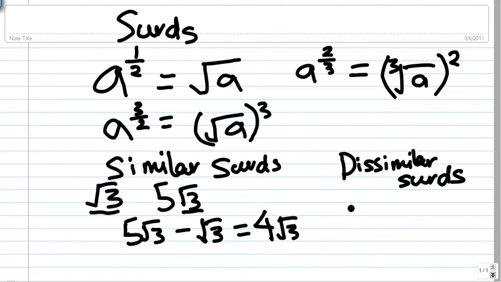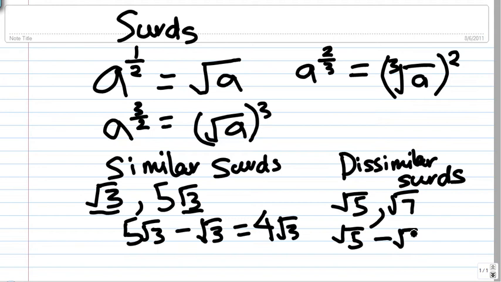Now square root 5 and square root 7 are both dissimilar, am I right? They are both dissimilar, so in fact you can't simplify it. Root 5 minus root 7, what's that? You can't simplify it, but if the surds are similar, you can actually simplify it. Which brings me to my next point.